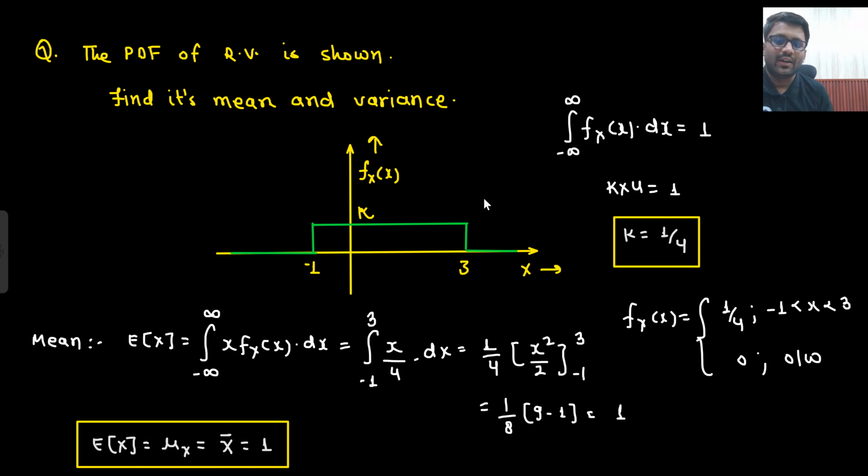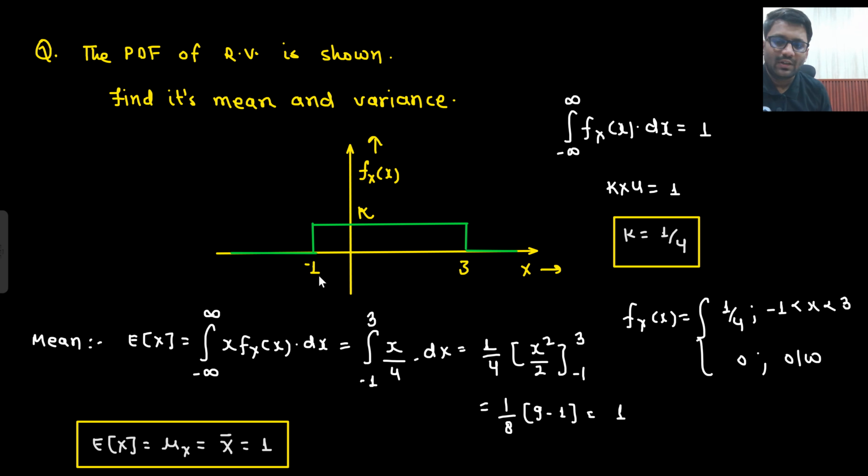Now what do I need to find? I need to find the variance. So first, I will write down the formula that the variance of random variable x is given as expectation of x square minus expectation of x whole square. I already have this particular thing, but I need the expectation of x square. So now I need to calculate the expectation of x square.